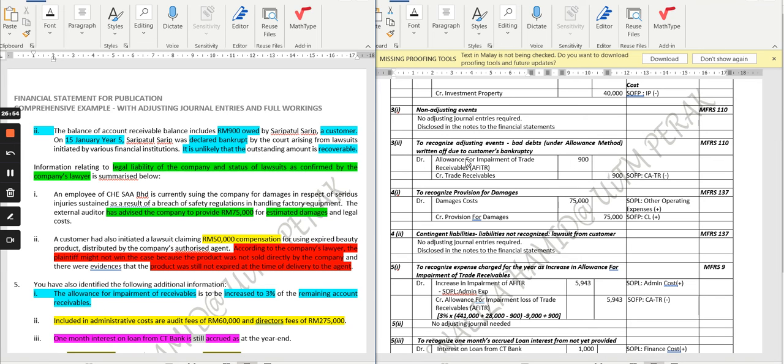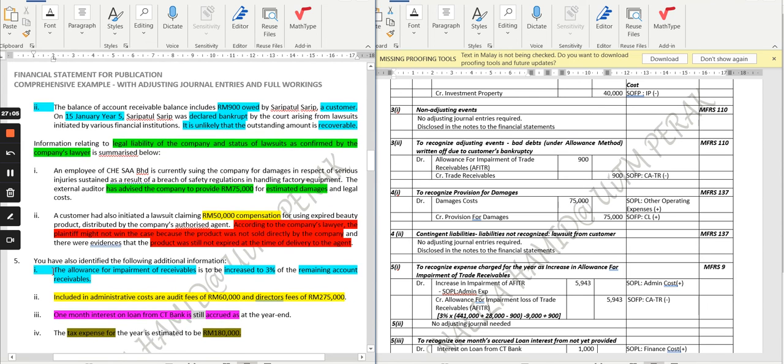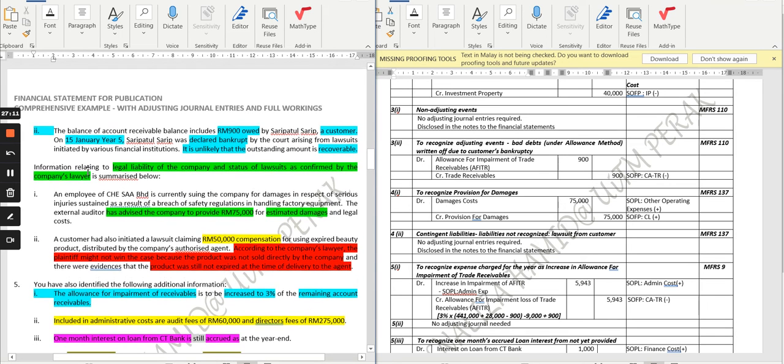Bad debts, and under the allowance method, you will write off because of the bankruptcy. Debit allowance for impairment of receivables, credit trade receivable, 900. And this should be read together with information number 5.1. Why? Because these are related adjusting entries. So I'm now moving on to 5.1.